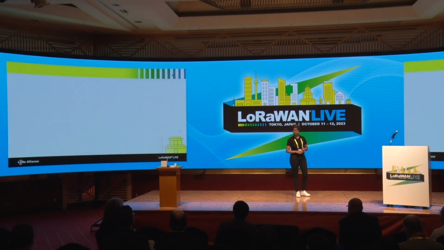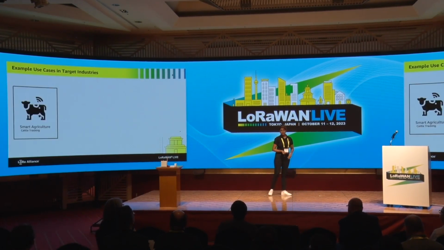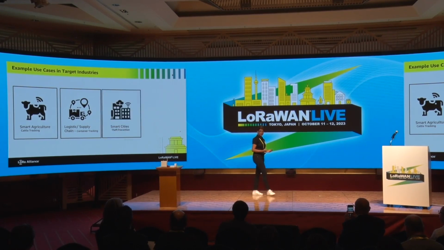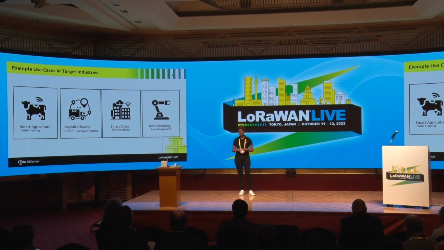Just want to touch upon some of the use cases where these asset tracking solutions are used. Starting from smart agriculture, I think we have been hearing smart agriculture use cases since yesterday in many of our sessions. Logistics, supply chain, let's say if I want to track my package. Smart cities, as I mentioned before, maybe I want to monitor water leakage or temperature in the smart buildings. Asset management in the manufacturing areas, or in the industries or big factories.